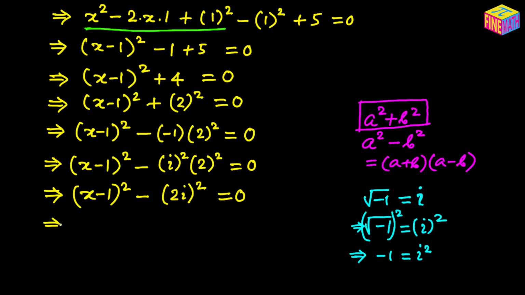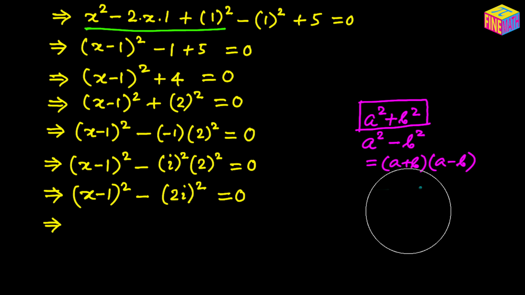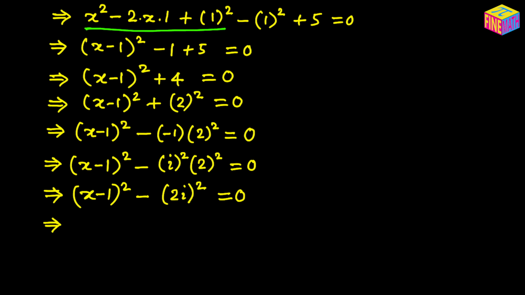From here we can say, okay, now we have a square minus b square form. You can see that, right? x minus 1 whole square minus 2 times i whole square. So this is like an a square minus b square form. So from here factorization is really easy. So now what are we going to do? We are simply going to use the a plus b times a minus b form, right? So now if we say, okay, x minus 1, that is a, plus b times a minus b, that is equal to 0.